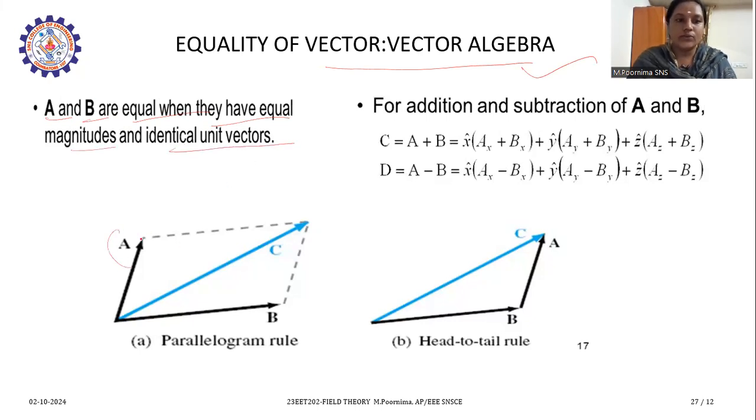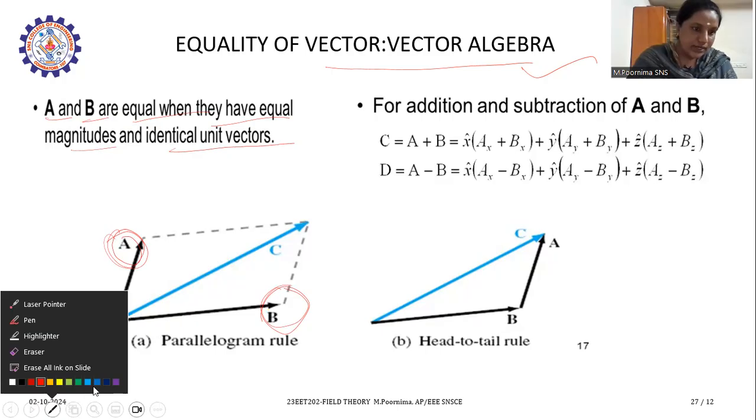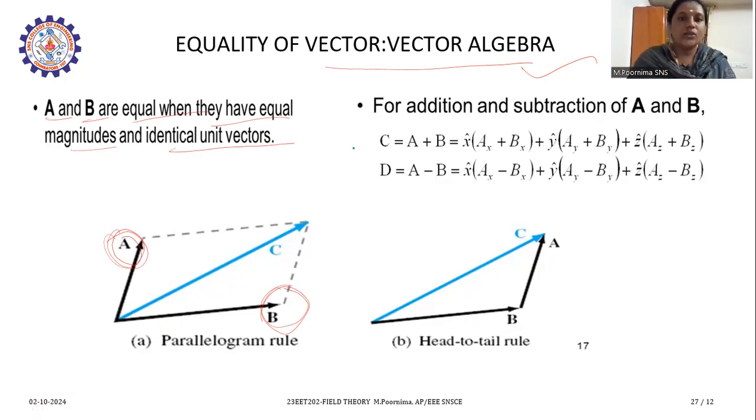If we have two vectors, vector A and vector B, which are equal in magnitude and equal in direction, then what happens? That is a unit vector. Here we have both equal in magnitude and direction. Okay, so vector C is another vector.